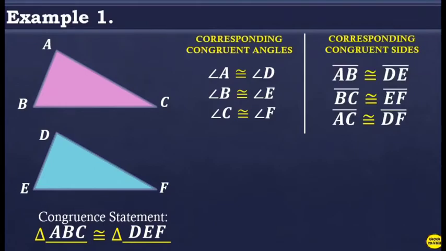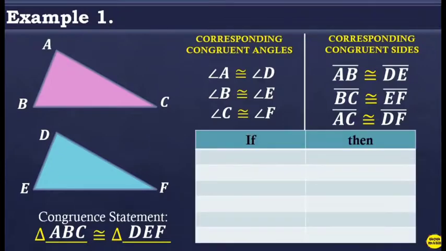From these sets of corresponding congruent sides and angles, nakuha na natin yung corresponding angles and sides na congruent. Okay? So let us complete the table. Ito rin po yung kanina. So I have here triangle ABC is congruent to triangle DEF. Ito yung nakuha natin kanina na corresponding congruent angles and corresponding congruent sides.